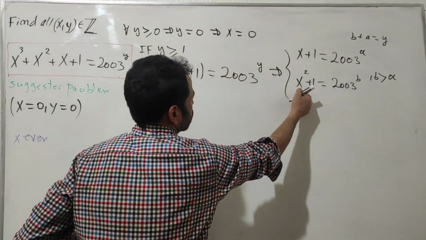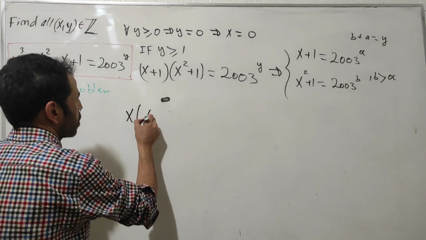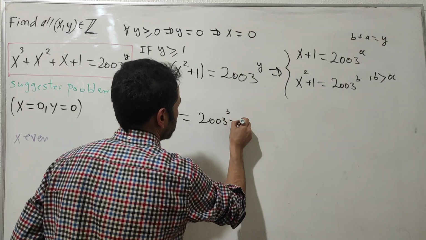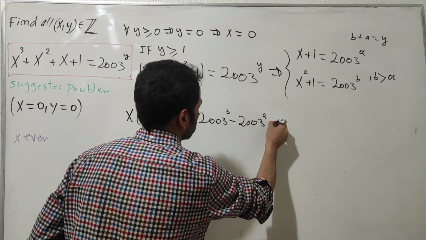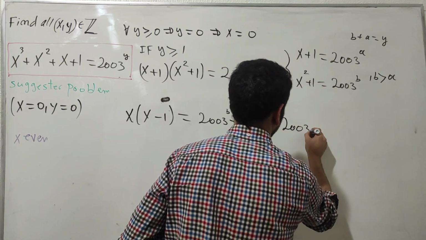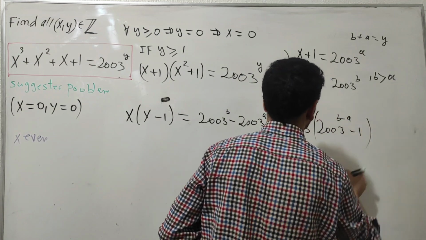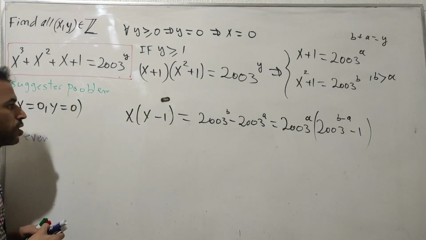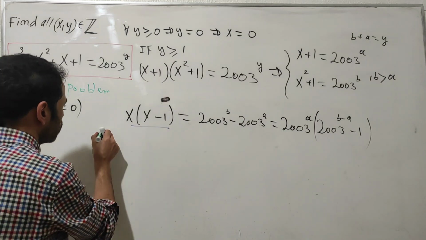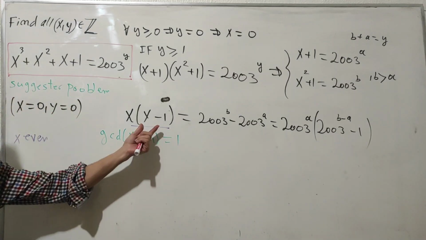So I have x squared plus 1 minus x minus 1, and the 1 cancels out. I will be left with x factor x minus 1 which equals 2003 to the b minus 2003 to the a. Since this term is smaller than this term, I'm going to take it as a common factor. So we get 2003 to the a factor 2003 to the b minus a, minus 1, like this. If you take a look at the left hand side of the equation, the GCD of x and x minus 1 equals 1, because they differ by 1.